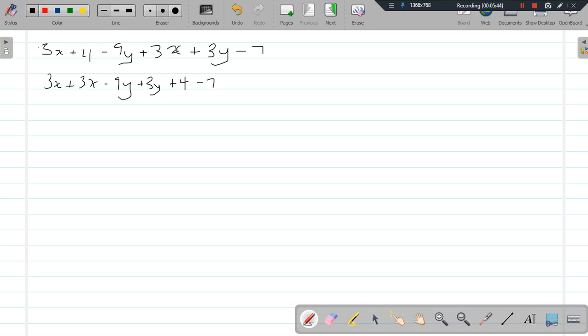Okay, so what was the next step? We look at the coefficients of each variable and then we add or subtract depending on the sign. If I pick the coefficient of x here, it is 3, and the coefficient of x here is 3. So I'll have to add this 3 to this 3, and adding 3 to another 3 will give me a value of 6. So I'm going to have 6, then I'll write the variable x in front of it like this. So I have simplified the x value here.